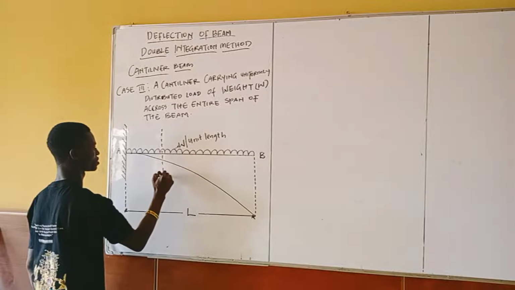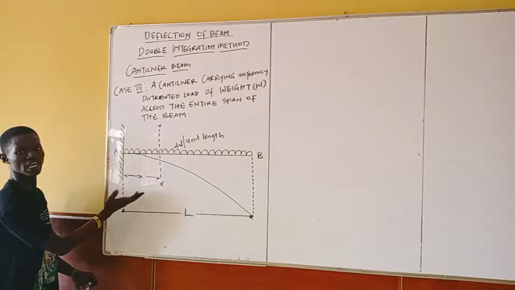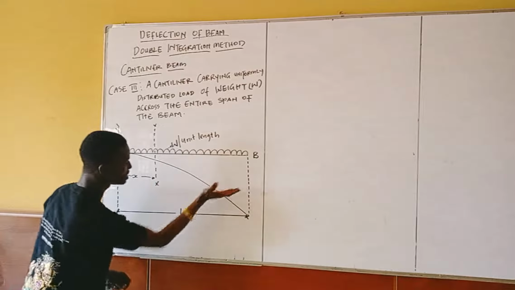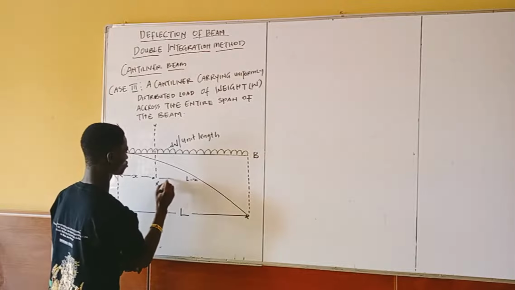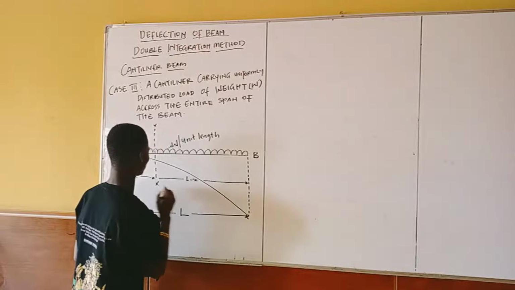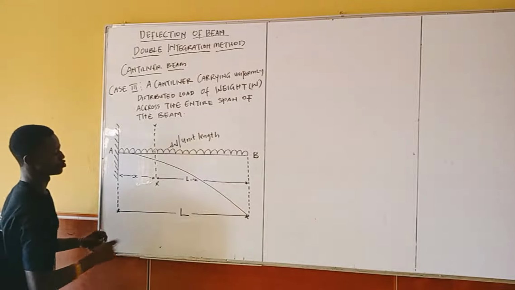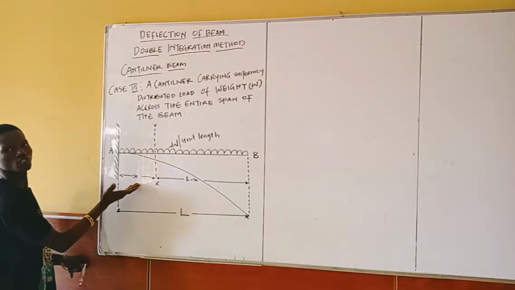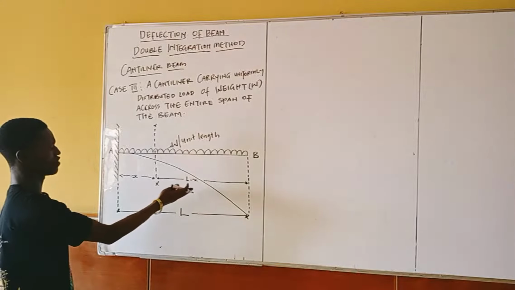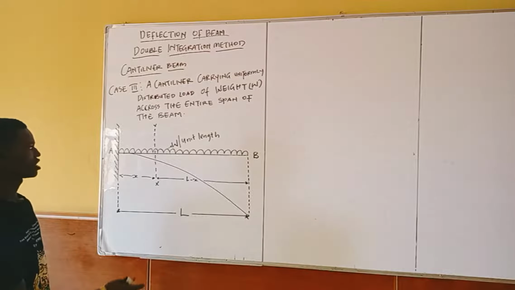Let me call this part X distance. From this fixed end A to this section X is X distance. So for me to get the remaining distance here, it is L, the total length, minus X. This point gives me L minus X, and the total distance is L minus X plus X, which gives me L, because negative X will cancel positive X, giving me my entire length. Now, since we have already understood all this, let's go into the calculation.